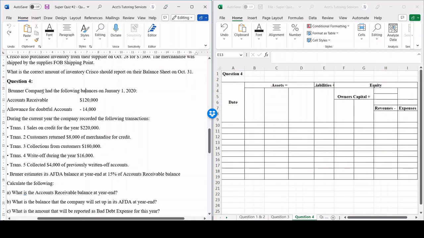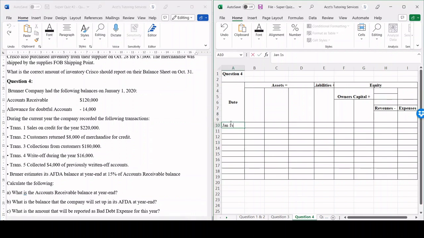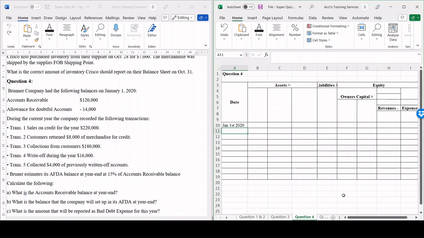So this company had the following balances on January 1st, 2020. Let's start off with January 1st, 2020. Let's update the chart. So they have accounts receivable for 120,000. And then they have allowance for doubtful accounts for negative 14,000. All right. So accounts receivable is the primary account. Allowance for doubtful accounts is the contra account.